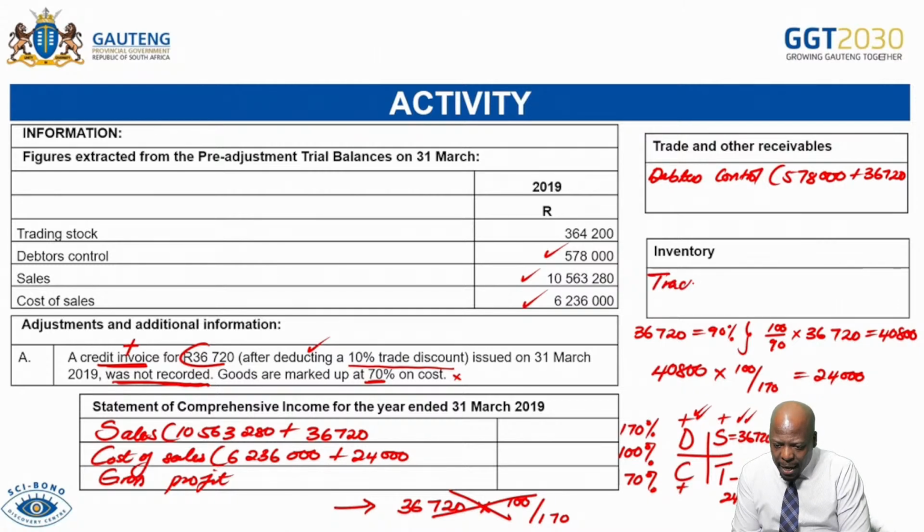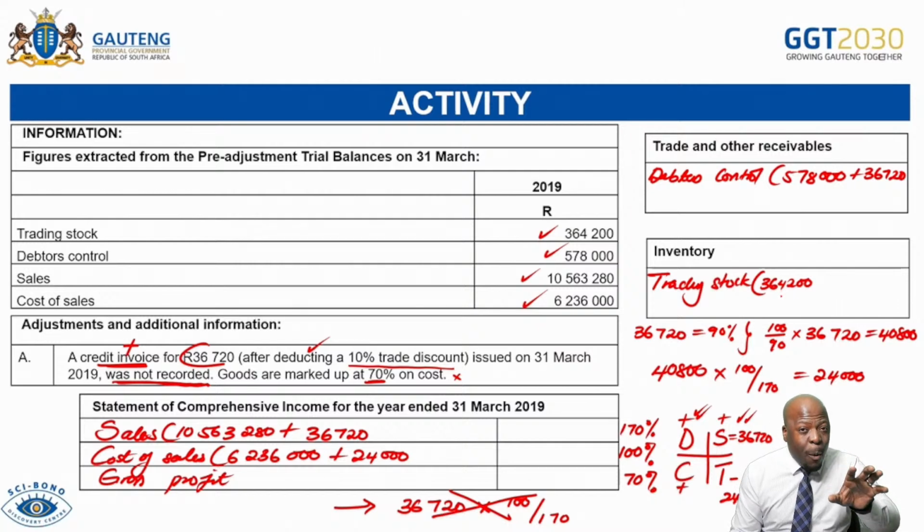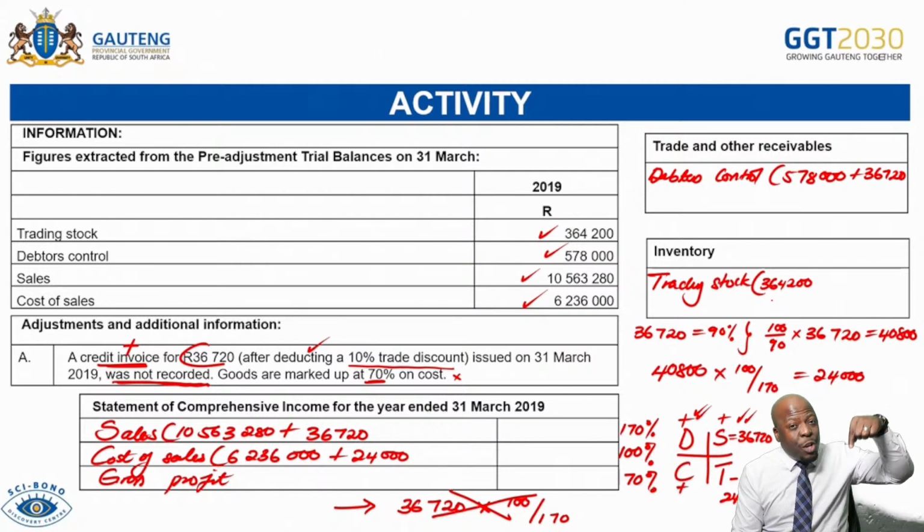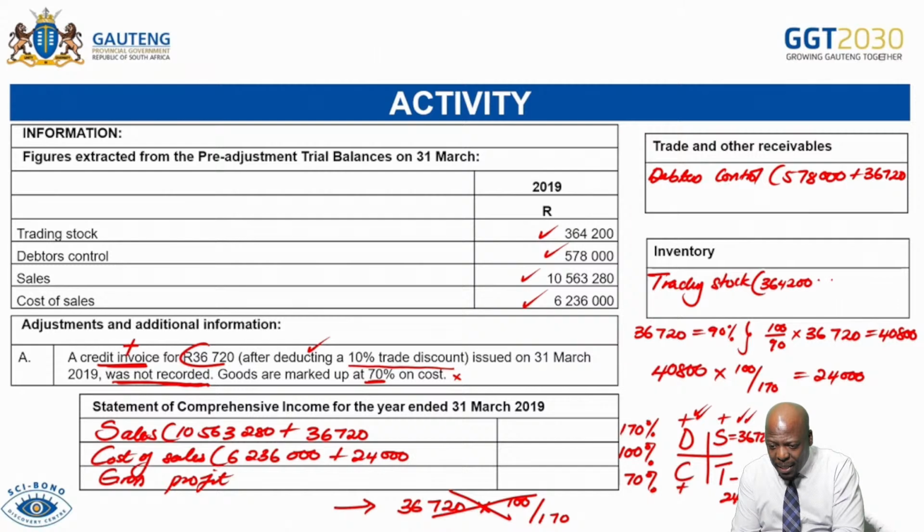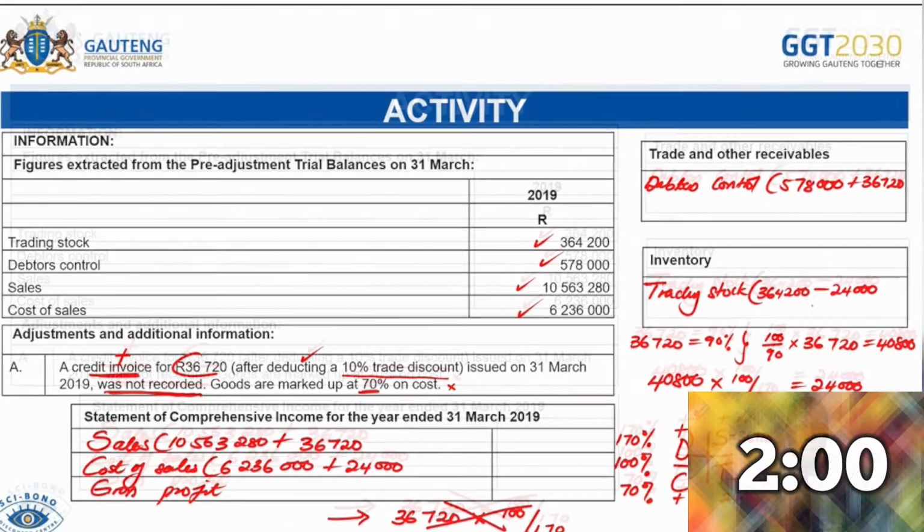All right, so I come to my trading stock. And I open my bracket, I start with the 364,200. What do I then do? I subtract, because we have sold goods to our customers, so goods have gone out. My trading stock is going to decrease. So I come here and say minus 24,000. As simple as that. All right? We're going to quickly take a 2-minute break, and then I see you after this quick and short break.